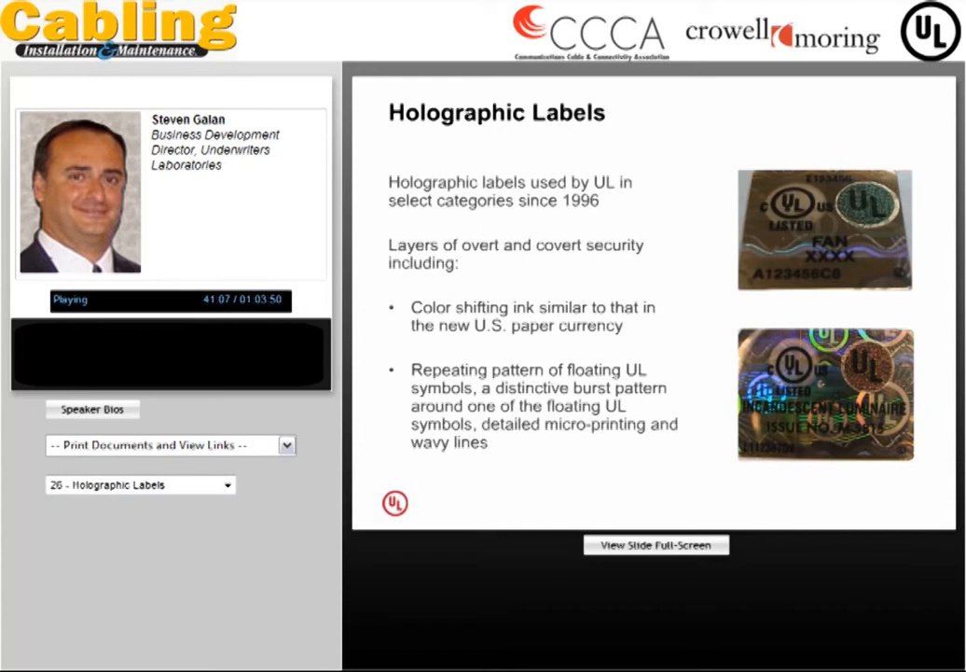And although today's holographic labels are quite different than those introduced in 1996, the same theme exists, and that is to stay one step ahead of those individuals trying to capitalize on selling non-compliant products.